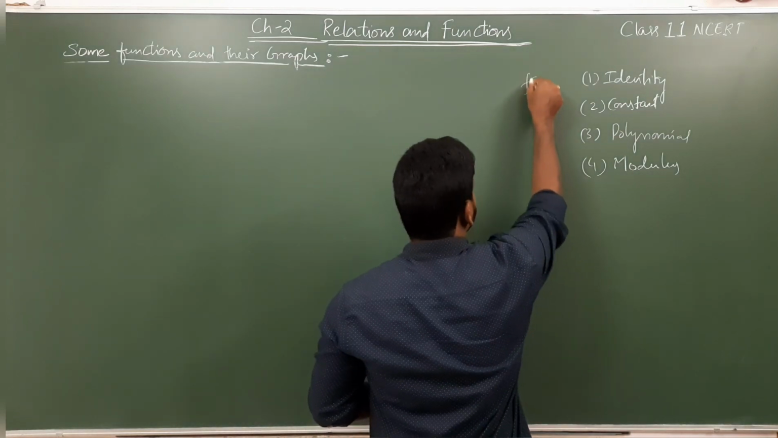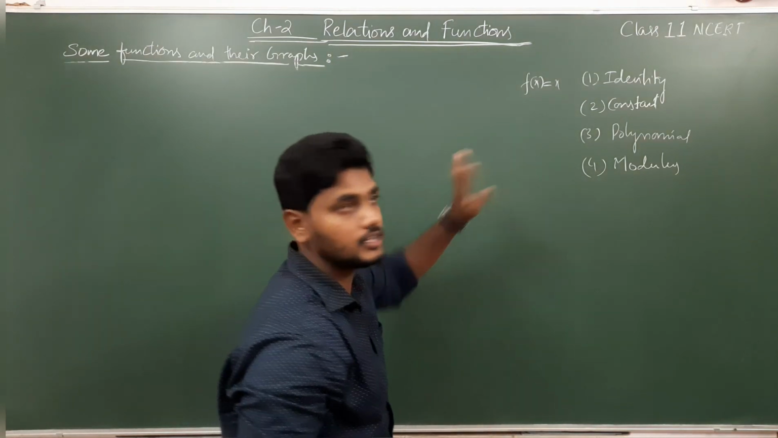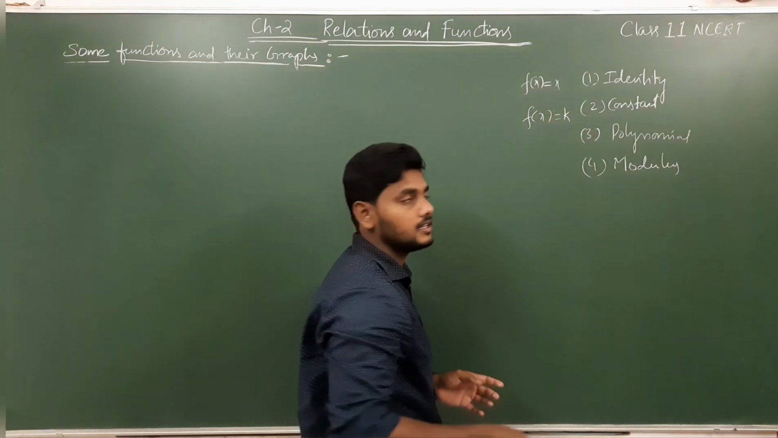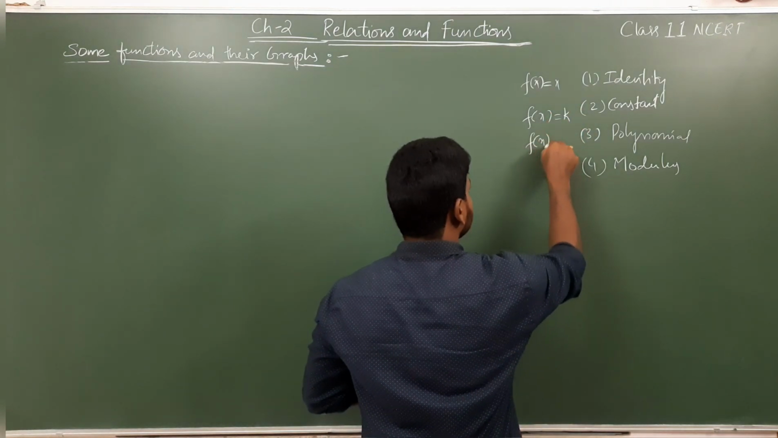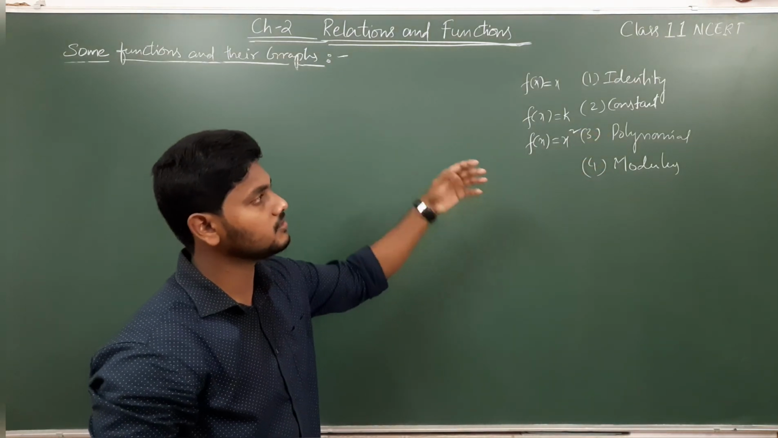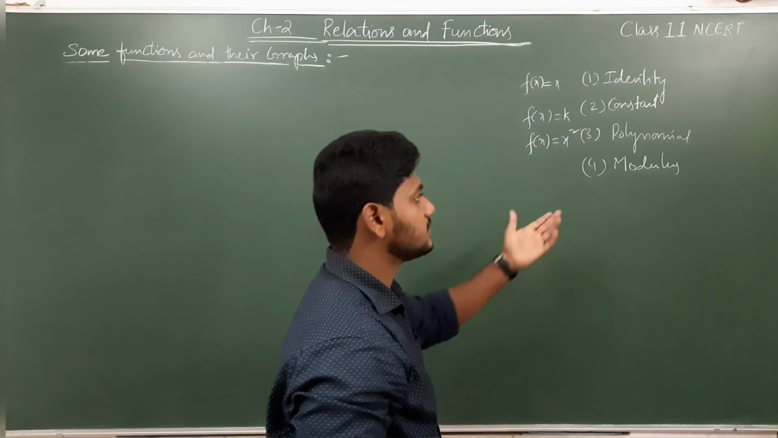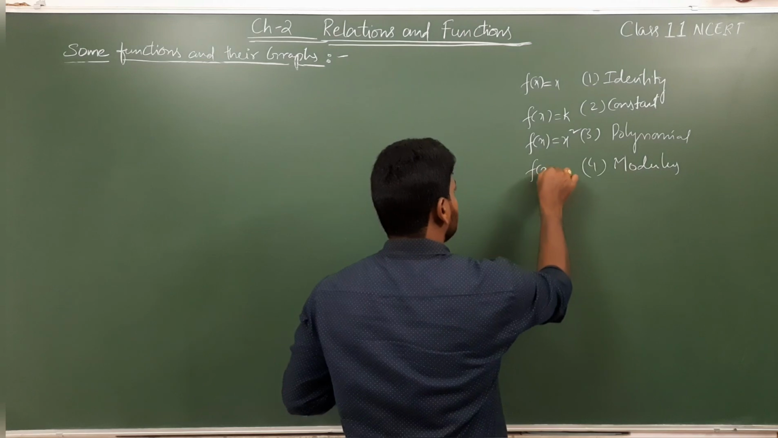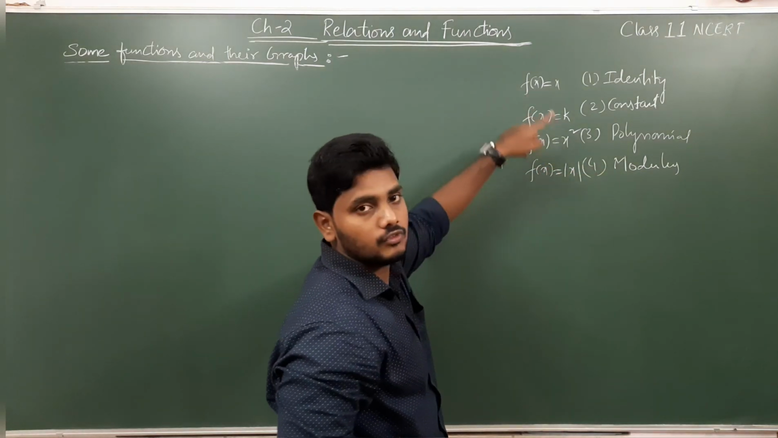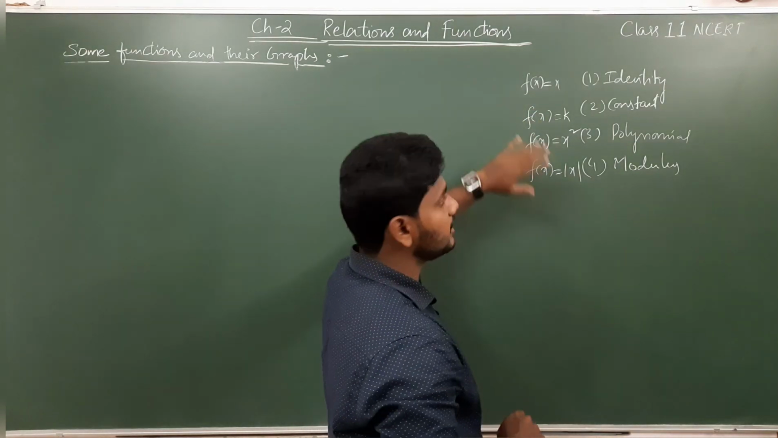Identity function is nothing but f of x is equal to what? x only. For the identity function, f of x is equal to x. For the constant function, f of x is equal to k. For the polynomial function, we have done examples like f of x equal to x square, but you can also do f of x equal to x cube, or x square plus 2. Next, the modulus function. Modulus function is f of x equal to mod x, and for this all x belongs to R only. These four functions we have discussed.